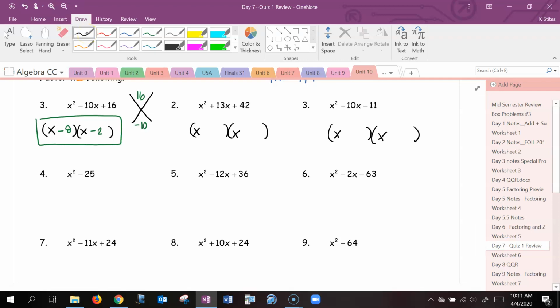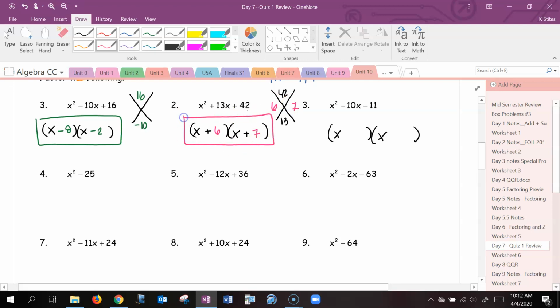Okay, so only this step. Next, multiplies to 42, adds to 13. Sorry, I was focused on my 16 from over here. So multiplying to a positive again. See how we're adding to a positive? That means this time I have two positives. And those numbers are going to be 6 and 7. 6 times 7 is 42. 6 plus 7 is 13.